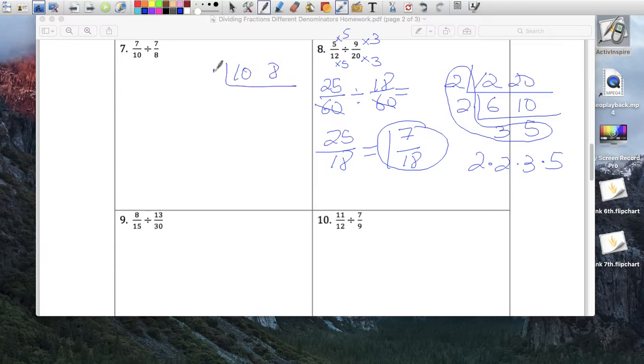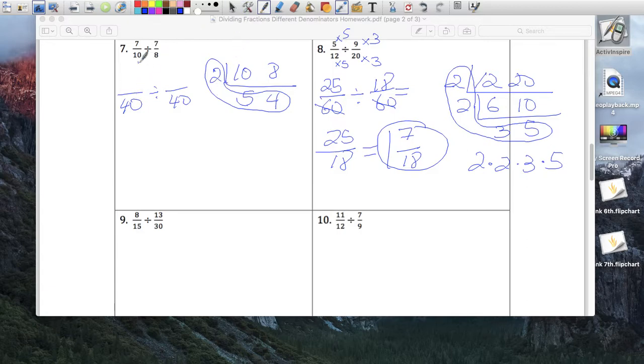Let's see, 4 works? No, 4 doesn't work. 2 works. 2 goes into 10 5 times, 2 goes into 8 4 times. Nothing else works, so the LCM is the product of all these 3 numbers: 2 times 5 times 4, which is 40. So we're going to rewrite these fractions, having 40 as our new denominators.